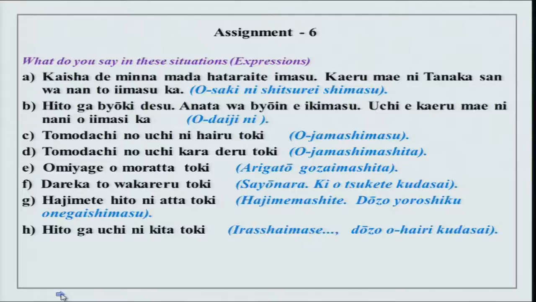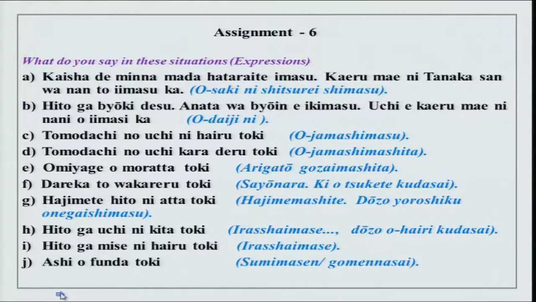Then, hito ga uchi ni kita toki. Irasshaimase. Dozo ohairi kudasai. Please come in. Hito ga mise ni hairu toki. Irasshaimase. Just irasshaimase and not dozo ohairi kudasai. This is only for your house. Then, ashi o funda toki. When you step on someone's feet, or by mistake you hit someone or bang into someone or do something wrong, sono toki sumimasen, gomenasai.